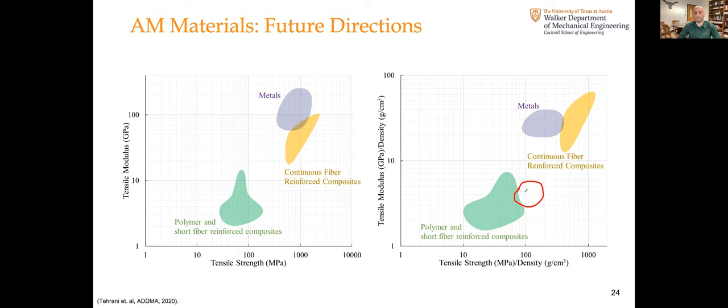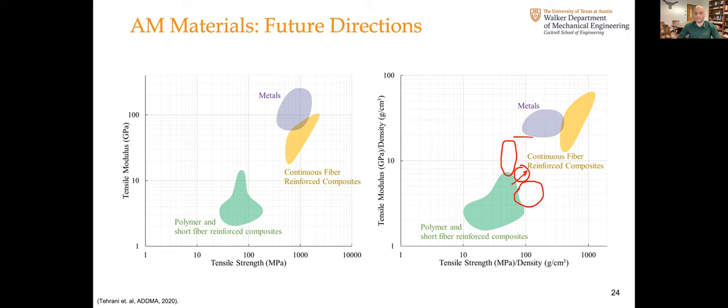Lower your volume fraction, but having longer fibers will improve this. But then without lowering volume fraction, increasing volume fraction of fibers and using the same short fibers, we can explore that area. Or a good combination of them, depending on what application we're looking at, could be here.